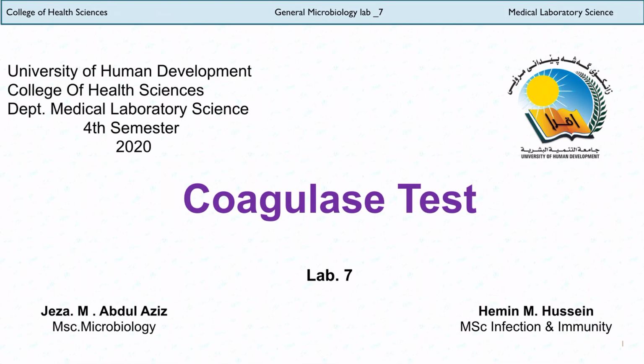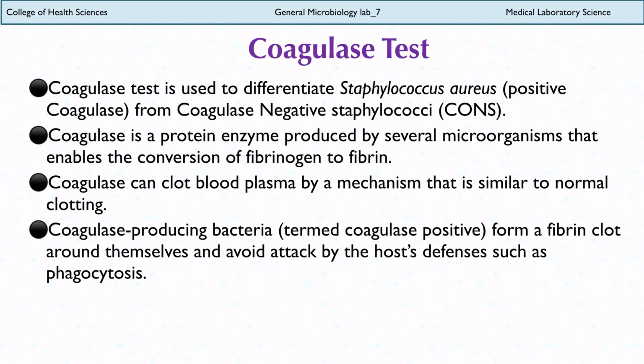Coagulase test, you have to know about the purpose of doing coagulase test and also the principle of this test. Coagulase test is a test used to differentiate Staphylococcus aureus from other coagulase negative staphylococci. What do you mean by that?